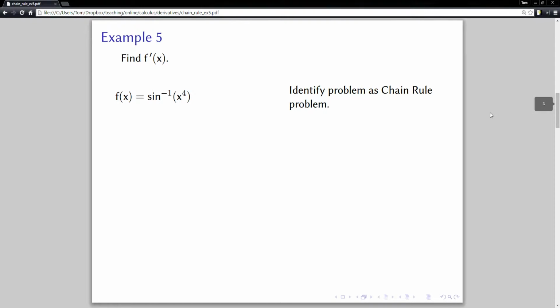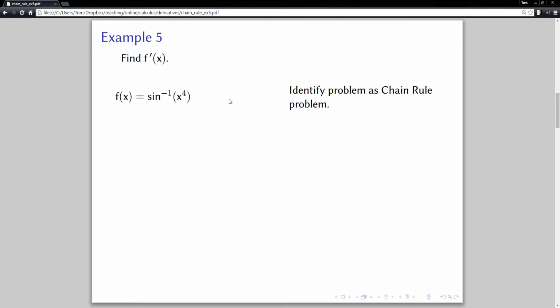First thing again is to make sure that you can identify this problem as a chain rule problem. Here, if we just had inverse sine of x, then it would not be a chain rule problem. The derivative would just be 1 over square root 1 minus x squared. But here the inside part is more complicated than just x. We're taking the inverse sine of x to the fourth. So since the inside part is more complicated than just x here, we have to use the chain rule.